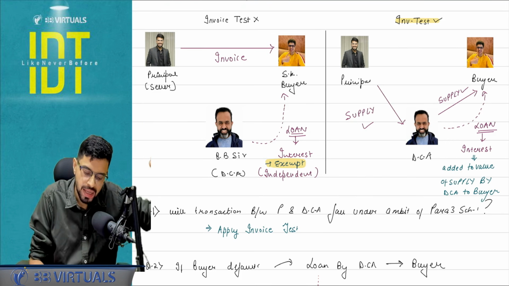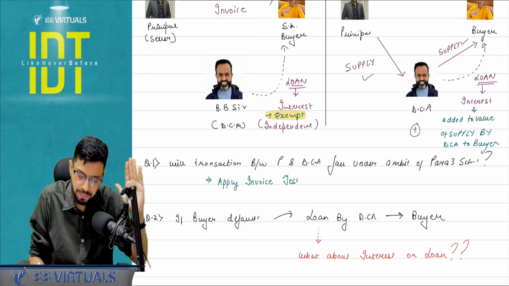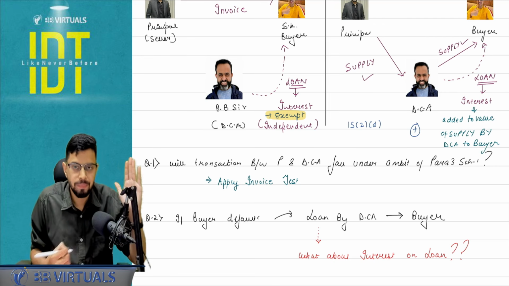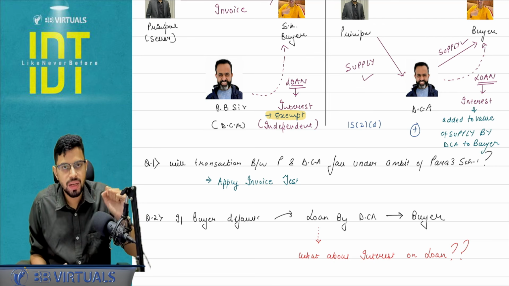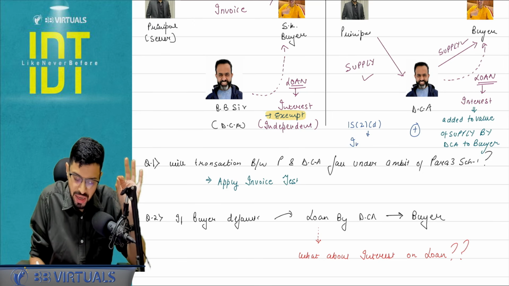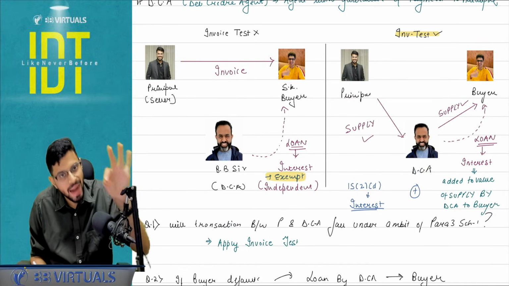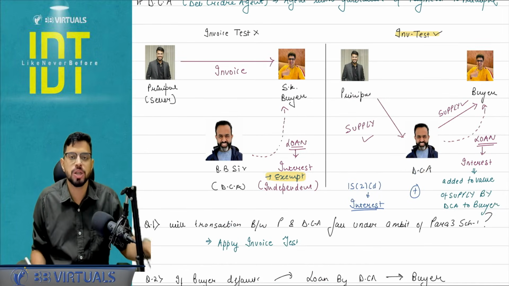For legal backing, there is a section you can just refer to right now, because we are yet to cover that. There is Section 15, subsection 2, clause D. What is this Section 15(2)(d)? This is valuation, which specifically provides that if any interest is applicable, any form of interest where a supply is also there, it has to be added as part of valuation.